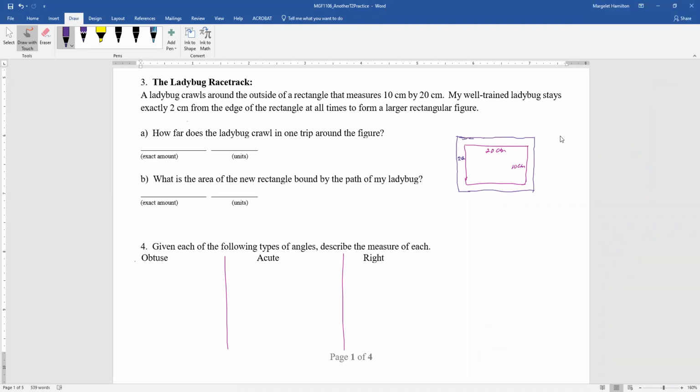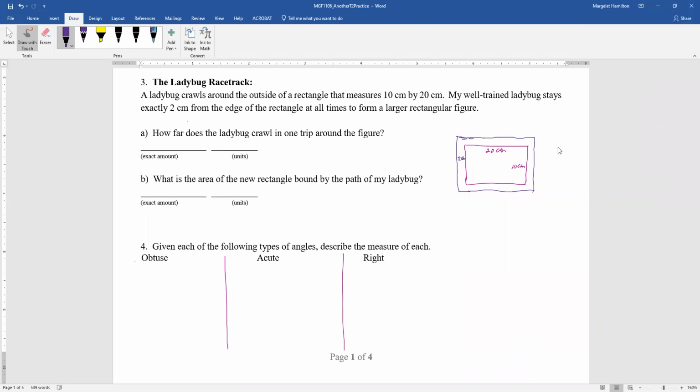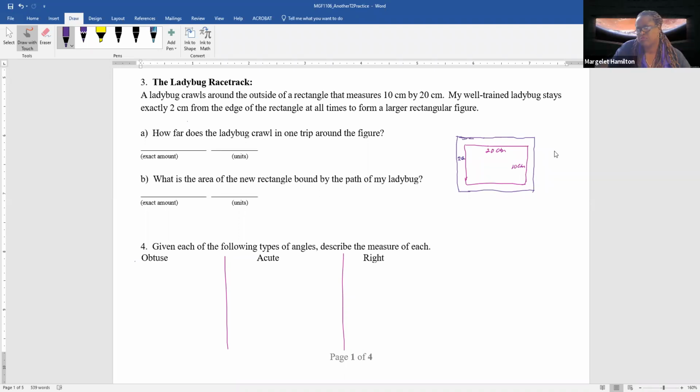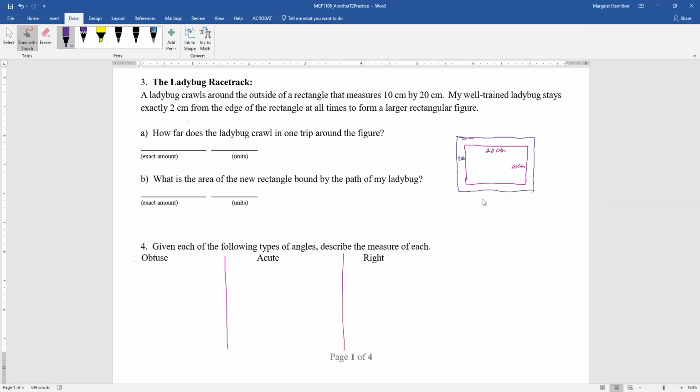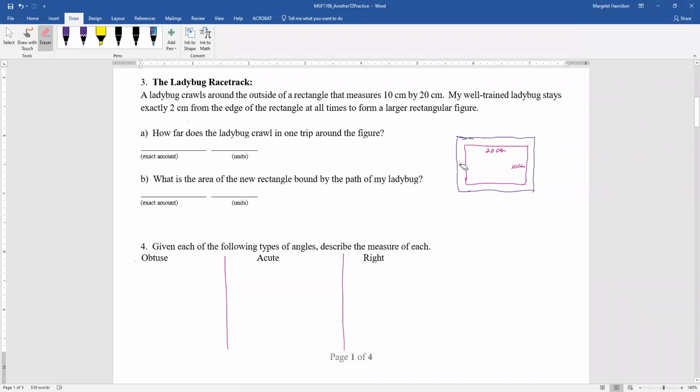What is this length right here now? 22. Are you sure? Look at it again. 12? No, not 12. 18? No. I was thinking it was 20 centimeters. 24. No, it's 24, because it's 2, 2.